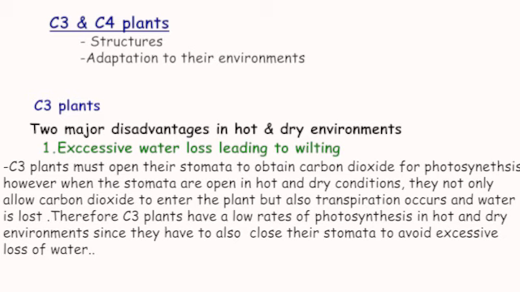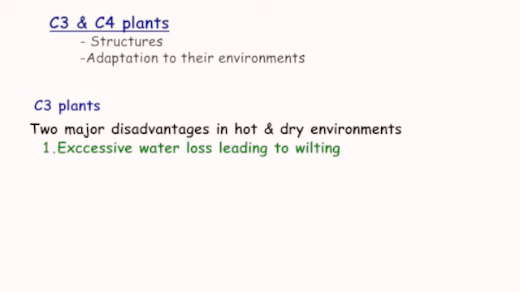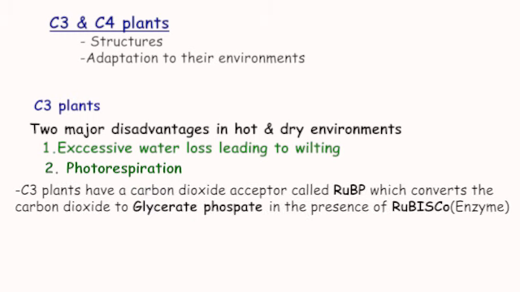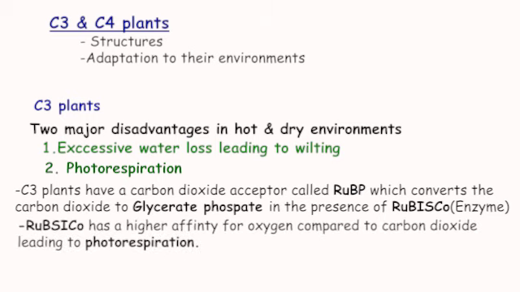And the second disadvantage that C3 plants face, which is also the main disadvantage, is photorespiration. Now, C3 plants have ribulose phosphate as their carbon dioxide acceptor, and this fixes carbon dioxide and converts it to GP, or glycerate phosphate, in the presence of rubisco, which catalyzes this reaction. Now, rubisco is an enzyme and it has a higher affinity for oxygen compared to carbon dioxide, leading to photorespiration, and this reaction is actually wasteful.